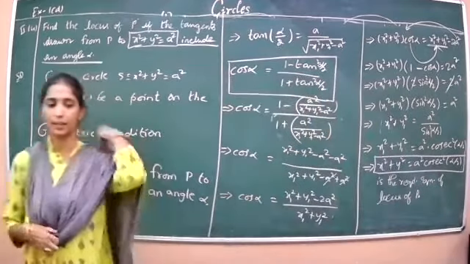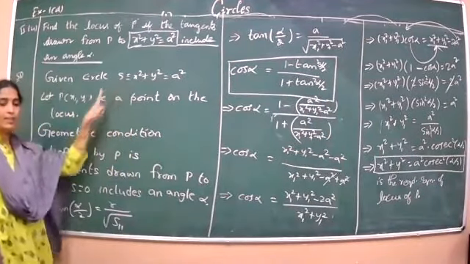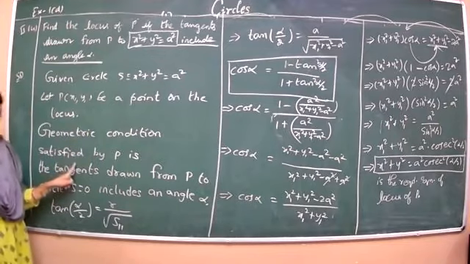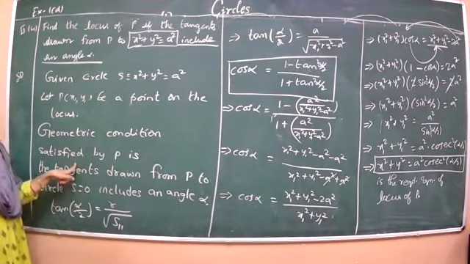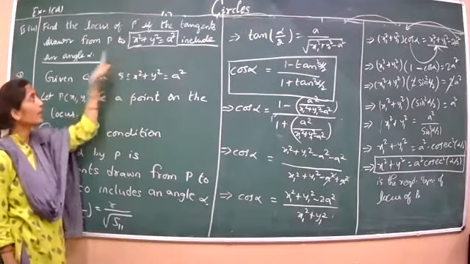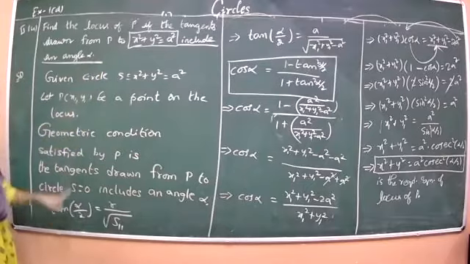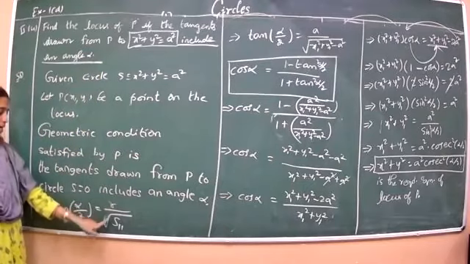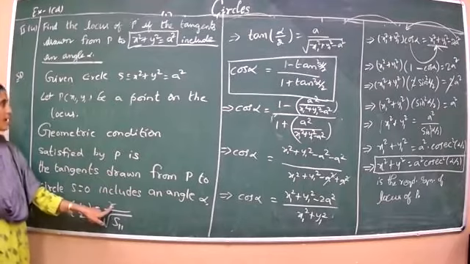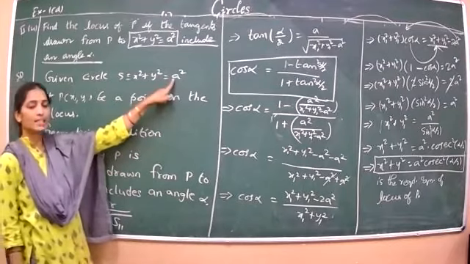What we have done, children? We have taken a circle and we have taken a point P on the locus, and we have seen the geometric condition satisfied by P. According to the question, the tangents drawn from P to the circle S is equal to 0 include an angle alpha. Then we will get tan alpha by 2 equal to R by root S11. Tan alpha by 2 is equal to R by root S11. What is R? Radius of the circle. From the equation it is a.